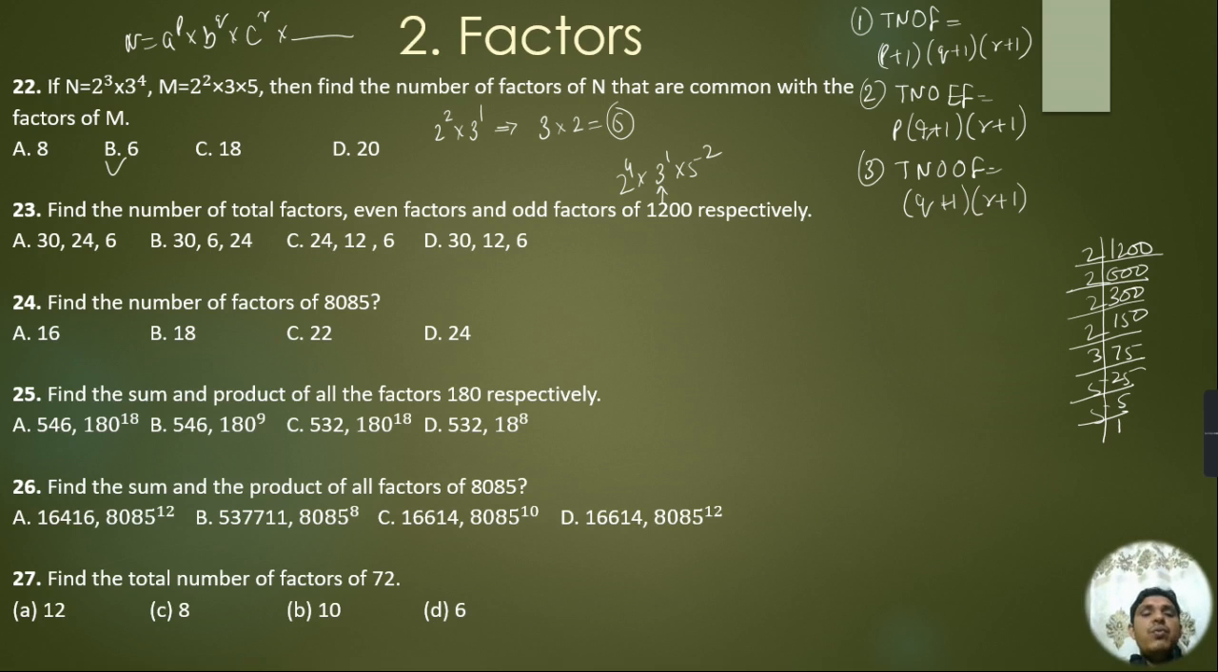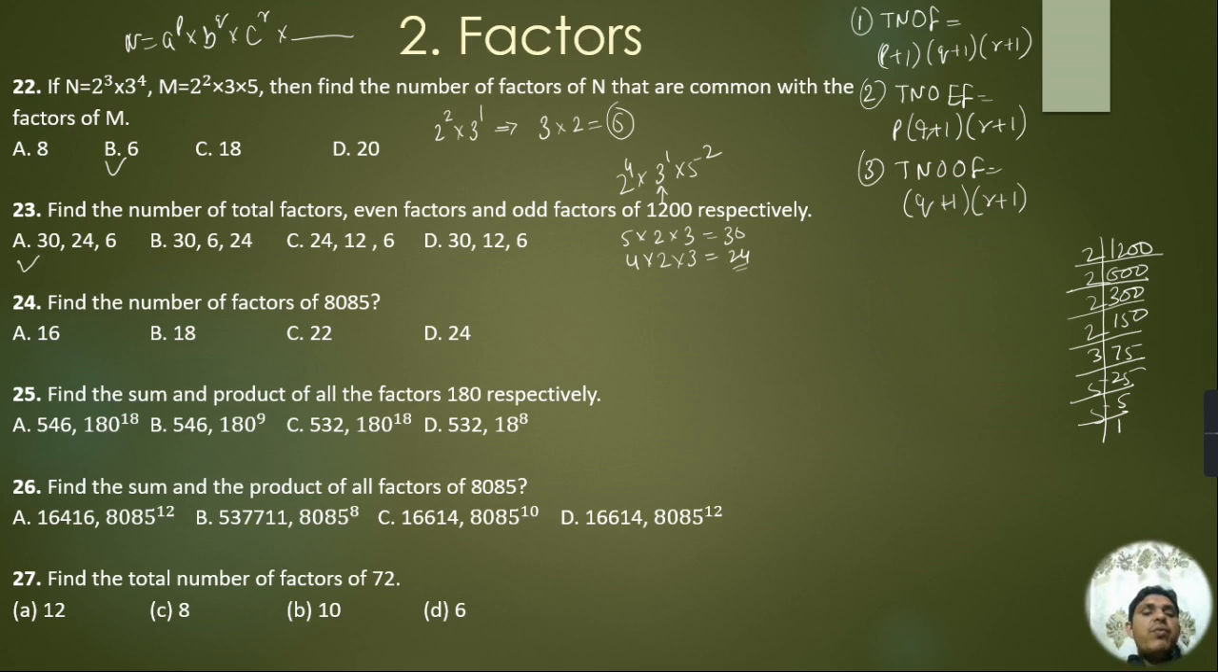Right? So what will be the total number of factors? The total number of factors will be simply 4 plus 1, that is 5, multiplied by 1 plus 1, that is 2, multiplied by 2 plus 1, that is 3. That means this will be 30. For the total number of even factors, since the term 2 is there, we will not add 1 with p, so this will be 4 multiplied by 2 multiplied by 3, which is 24. So hence option A will be the right option, right?